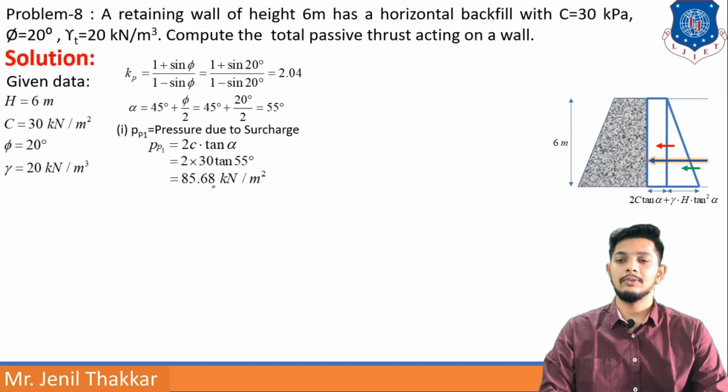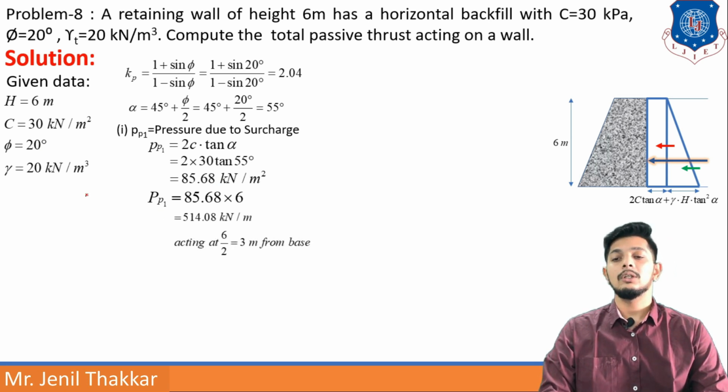So base is 85.62 and height is 6 meter of retaining wall. So PP1 force will be 514.08 kilonewton per meter. And where it will act? It will act at the center or h by 2. So 3 meter from base.